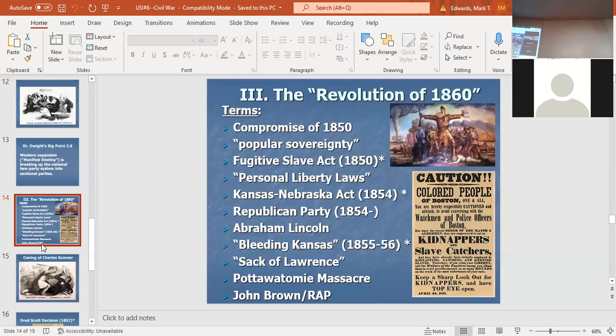That is the 1850s. It's one crisis after another that does not end in a compromise until secession and civil war. See y'all Thursday.